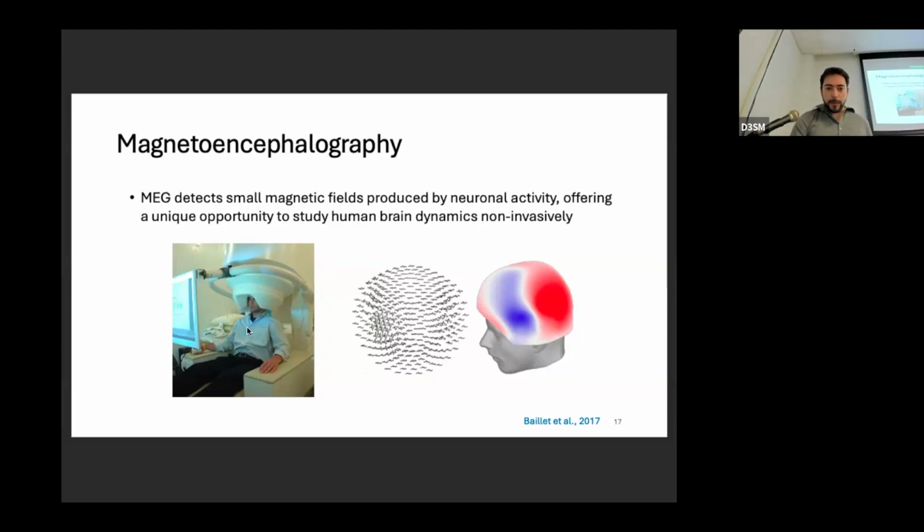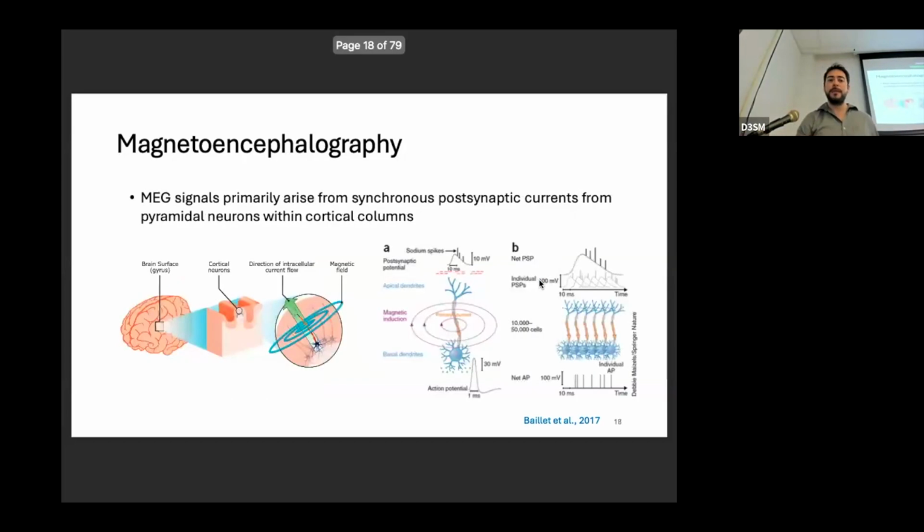So here on the left, you have a participant sitting inside the MEG scanner. And on the right side, you have what would be the view of the sensors. In this case, it is event-related activity, and you're seeing it from the top of the head. So you see that different traces have higher or lower amplitude, depending on the sensors and the proximity to them. And we can use this spatial information to reconstruct the magnetic fields and try to reconstruct the sources that are giving rise to this activity that we see on the brain surface.